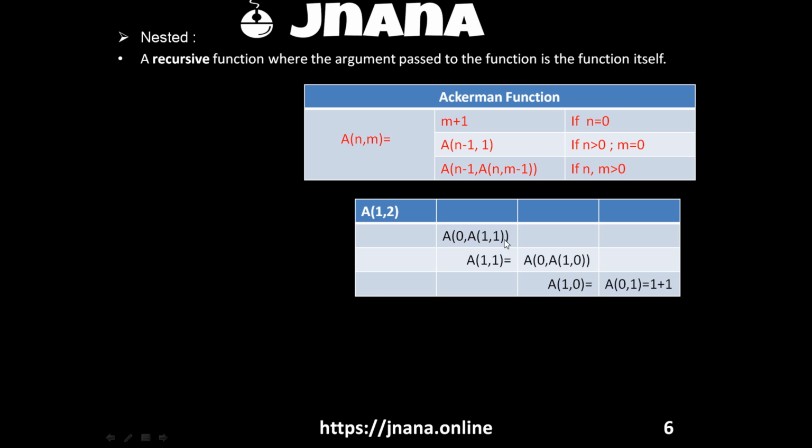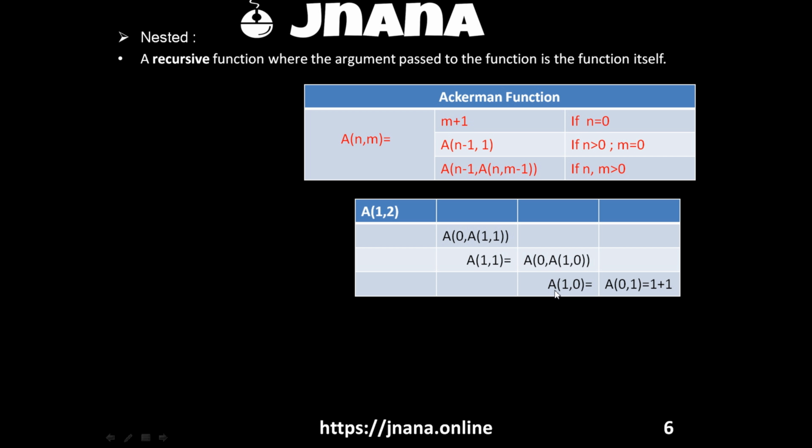So in order to find the value of a of 0 comma a of 1 comma 1, first we need to have the value of a of 1 comma 1. So a of 1 comma 1 is treated as a of n comma m. N is 1 and m is 1. So n and m are both greater than 0. That falls in the third category. So a of n minus 1, 1 minus 1 is 0, comma, a of n is 1, and m minus 1 is 1 minus 1 is 0. So a of 0 comma a of 1 comma 0.